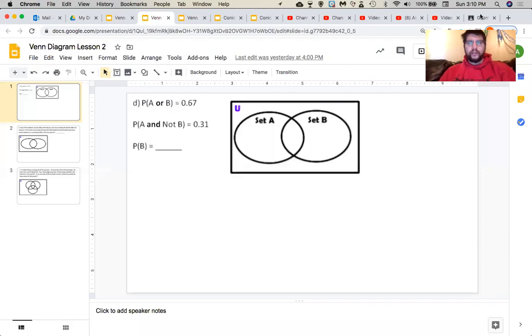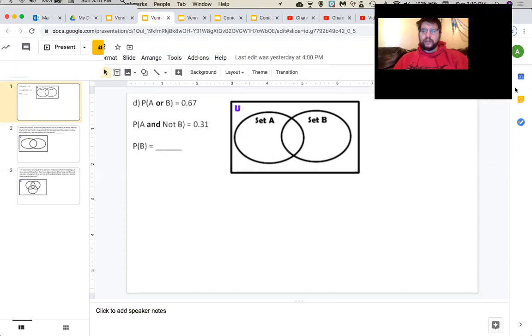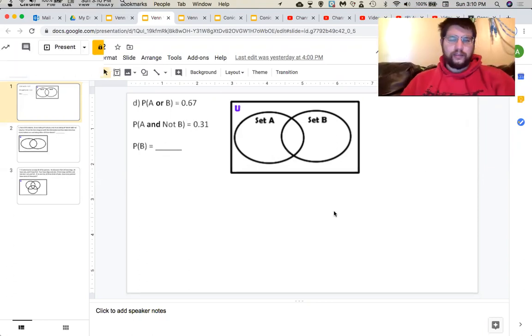All right, so here's lesson 2 on Venn diagrams. It's going to be short and sweet. Most of the stuff's already been covered in the last lesson, so I'll just show you again how to work these kind of problems. First one's another probability problem.